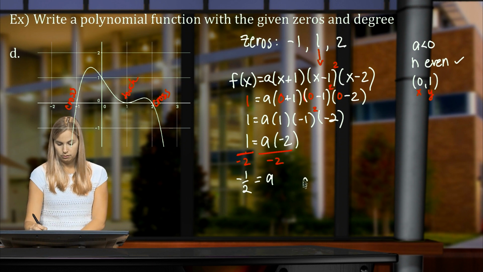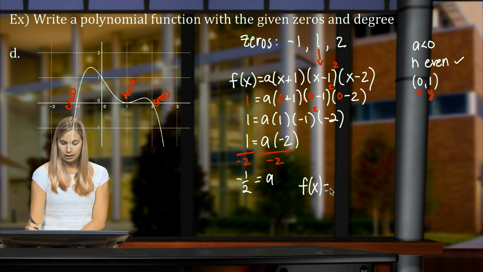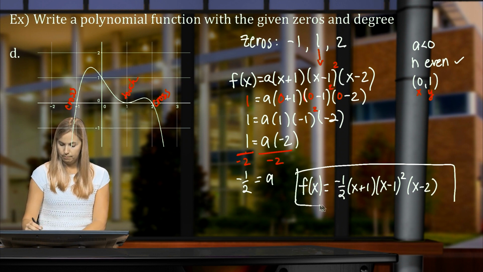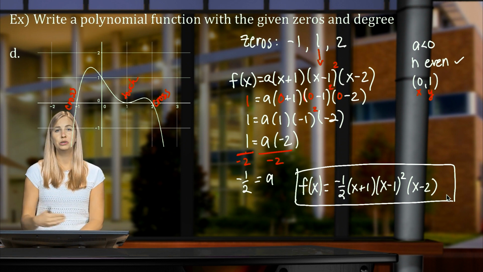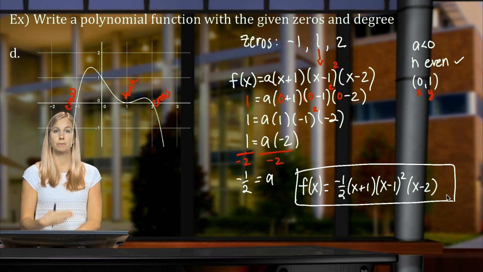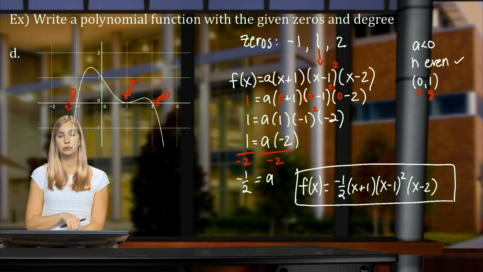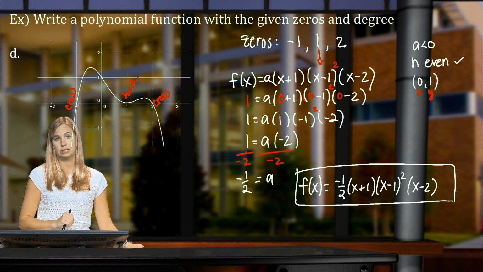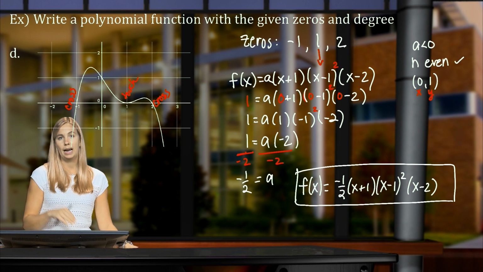So now I can write a model f of x equals negative 1/2 times x plus 1 times x minus 1 squared times x minus 2. We're using all of that information just from the picture. We're using the zeros. We're using the end behavior. We're talking about the behavior of the graph at the zeros. And that's helping me identify what this function is going to look like.